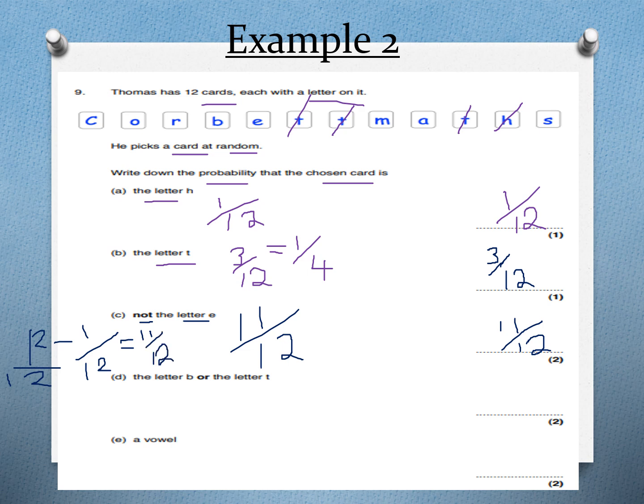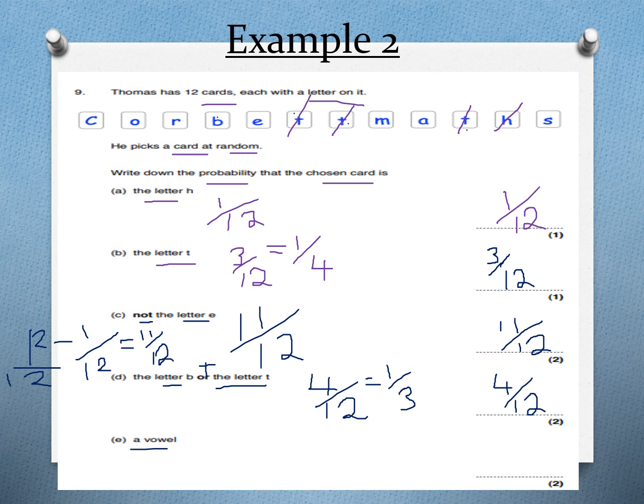For part D, the letter B or the letter T. So it's an OR here, and the OR means an addition. So I've got 1, 2, 3, 4. So it will be 4/12, which simplifies to 1/3, dividing top and bottom by 4. But again, I'll leave my answer as that, because I don't want to worry about simplifying.